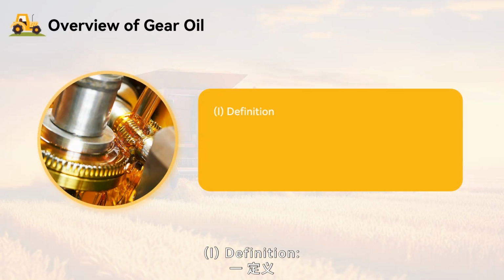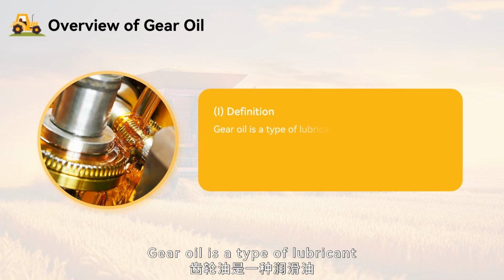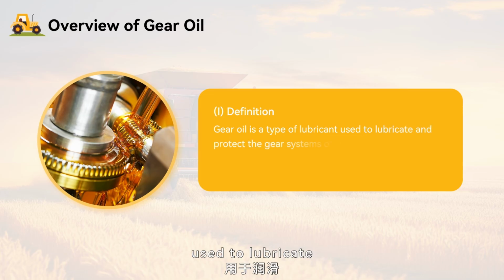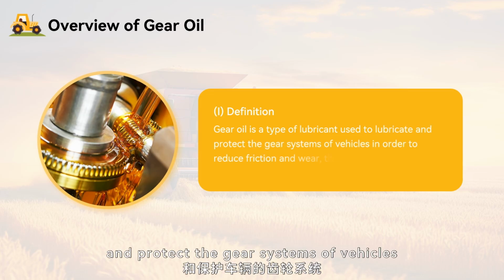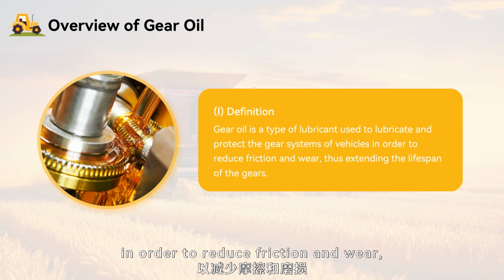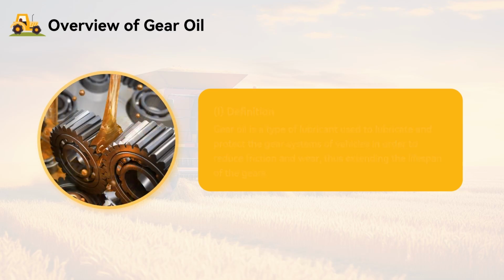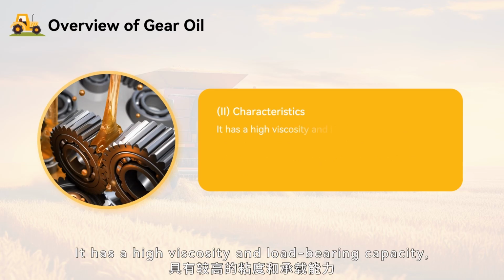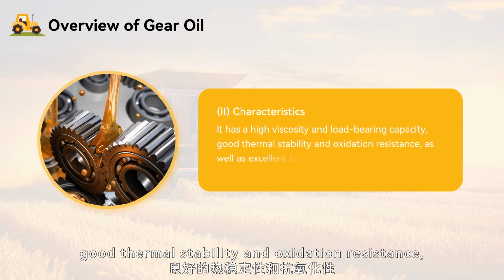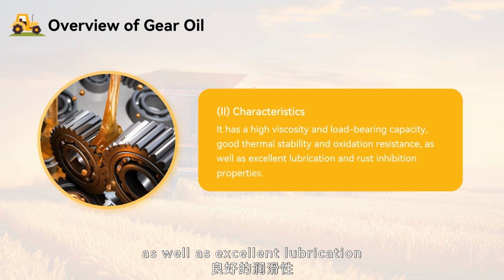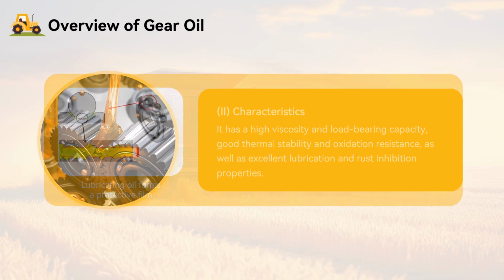1. Definition. Gear oil is a type of lubricant used to lubricate and protect the gear systems of vehicles in order to reduce friction and wear, thus extending the lifespan of the gears. 2. Characteristics. It has a high viscosity and load-bearing capacity, good thermal stability and oxidation resistance, as well as excellent lubrication and rust inhibition properties.